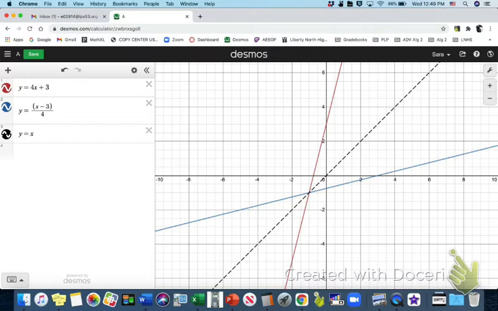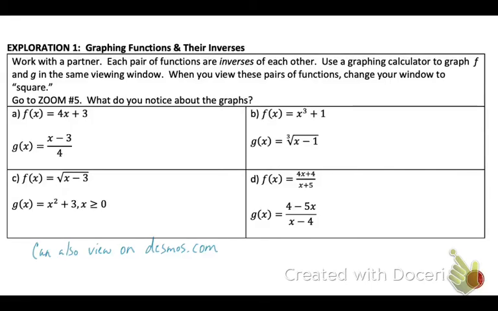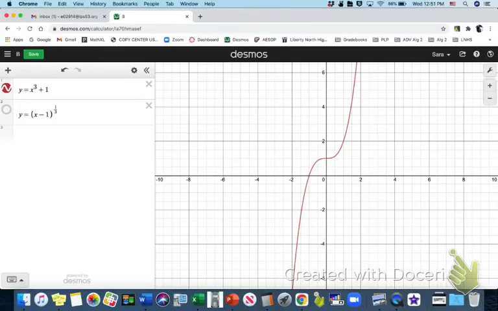Now look back at your notes, and look at the second pair of functions in B. Notice in B our first function f of x is a cubic function, and our second function g of x is a cube root function. Go ahead and graph those, and then let's take a look at the graphs together. I'm going to graph mine on Desmos. All right, here you see my functions. Well, at least I have the first one, the cubic function, graphed on Desmos.